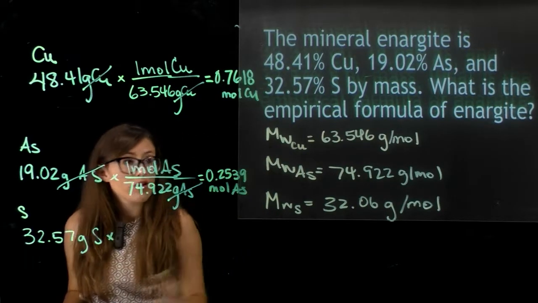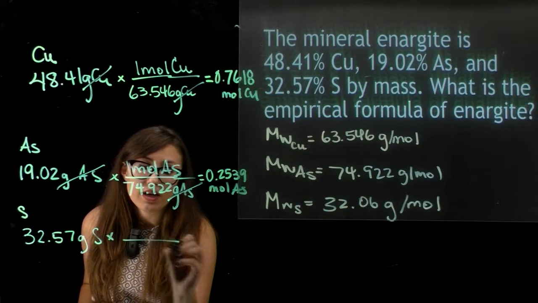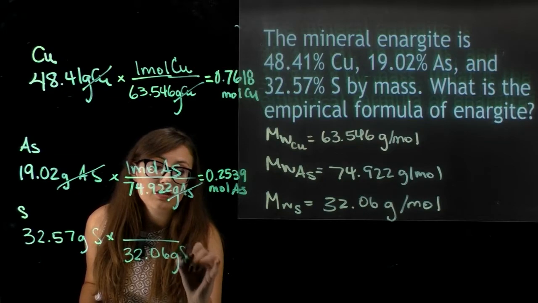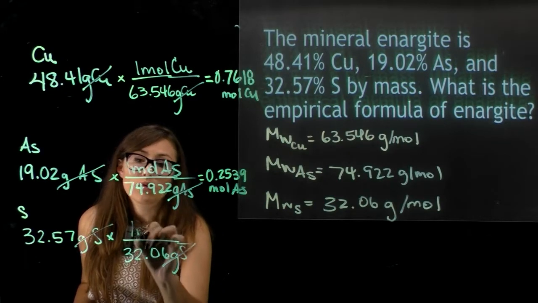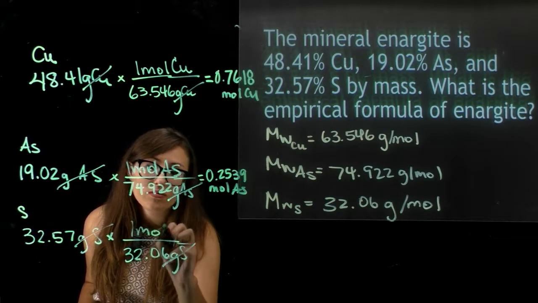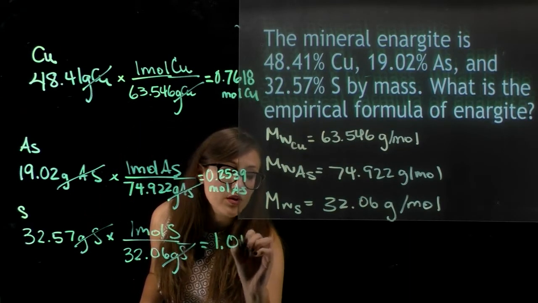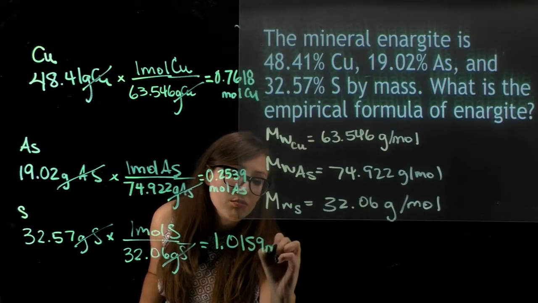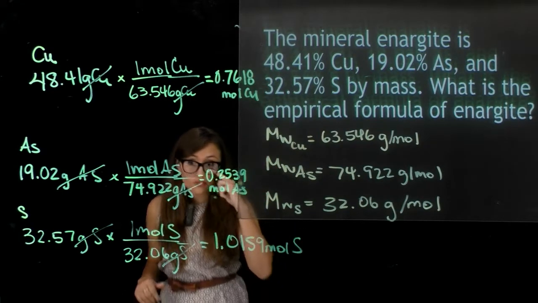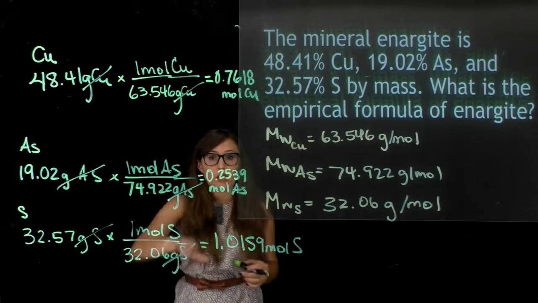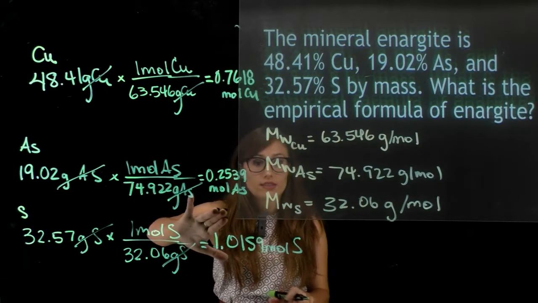And then for sulfur, we multiply by its molecular weight as well. 32.06 grams of sulfur to 1 mole of sulfur, and we end up getting 1.0159 moles of sulfur. Now, we have to identify which of these is the smallest number of moles. In this case, moles of arsenic is the smallest.